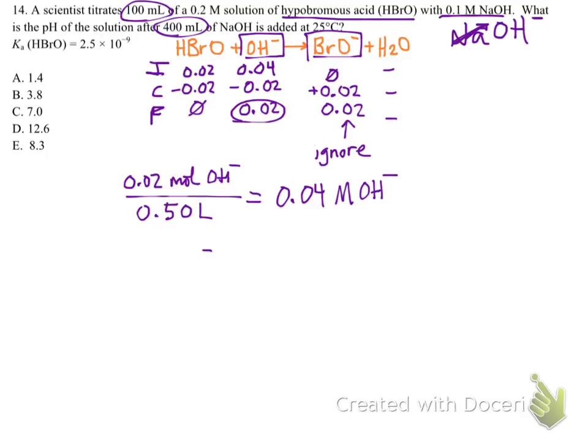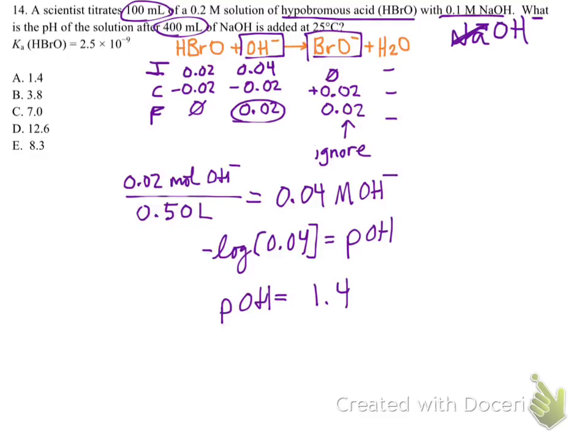which means we can take the negative log of 0.04 to get our pOH. The pOH of the solution is going to equal 1.4. And then we can subtract that from 14 to get our pH, which will be 12.6.